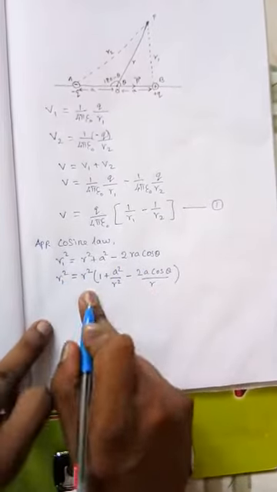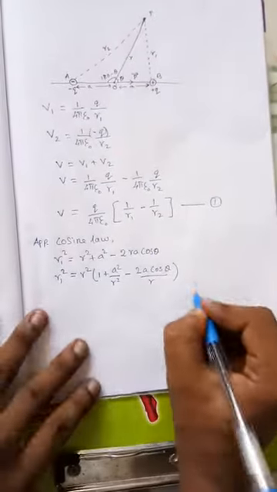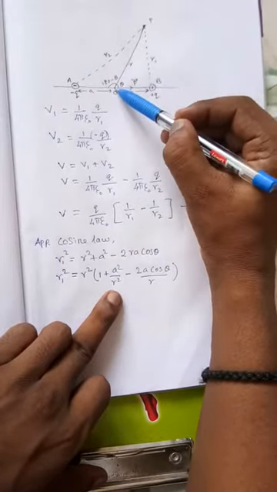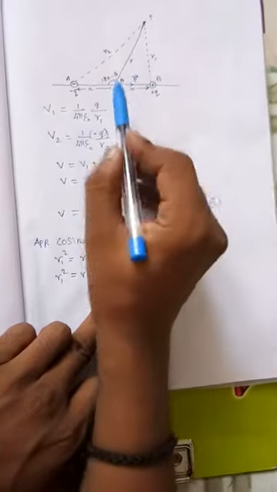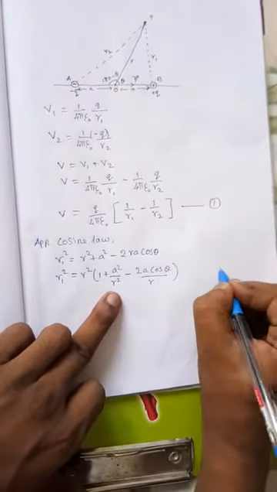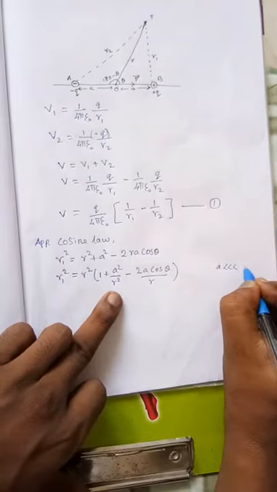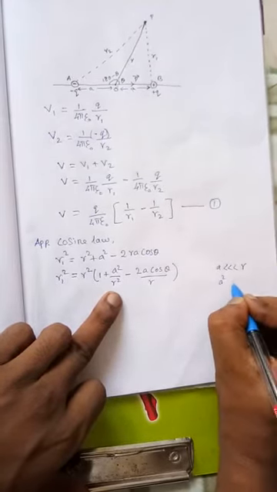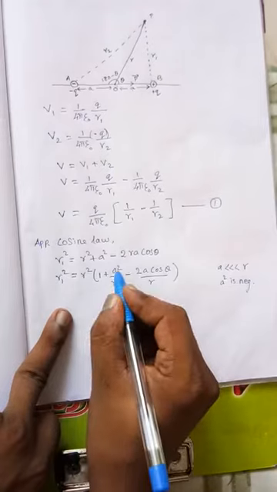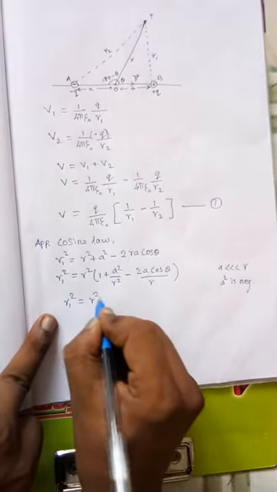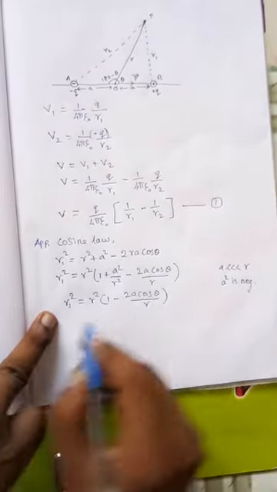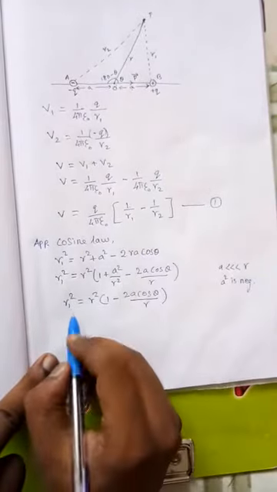So R1 square is equal to R square into 1 plus A square by R square minus 2A cos theta by R. Here R is the distance between the center of the dipole and P. A is the distance between the two charges, which is very, very small, so A is very, very small compared to R. So A square by R square is neglected, and R1 square is equal to R square into 1 minus 2A cos theta by R. So we want to find 1 by R1. First we need to find R1.